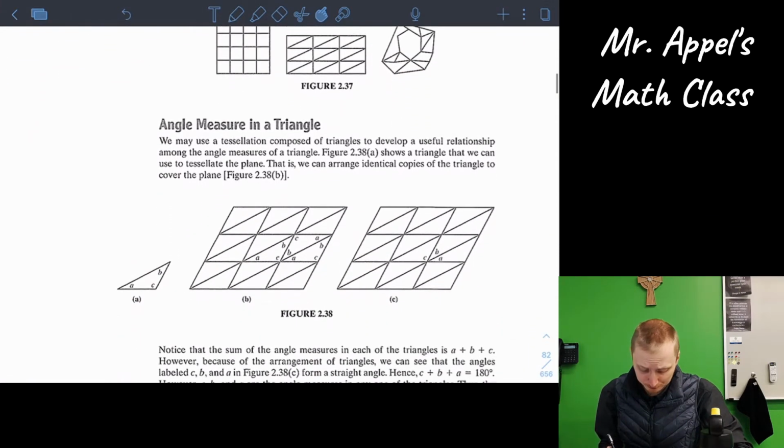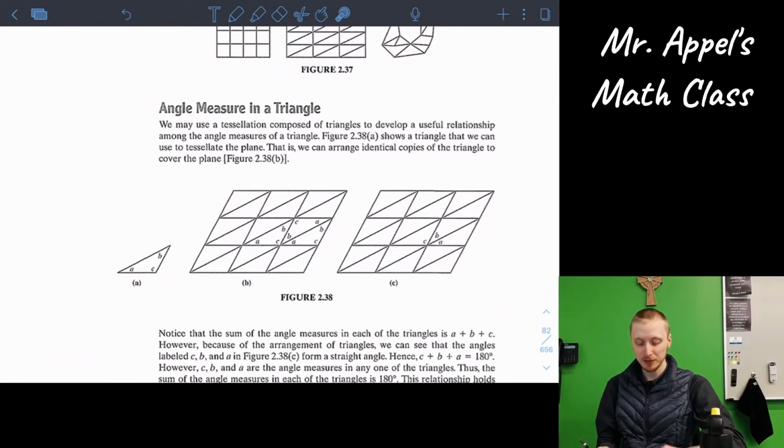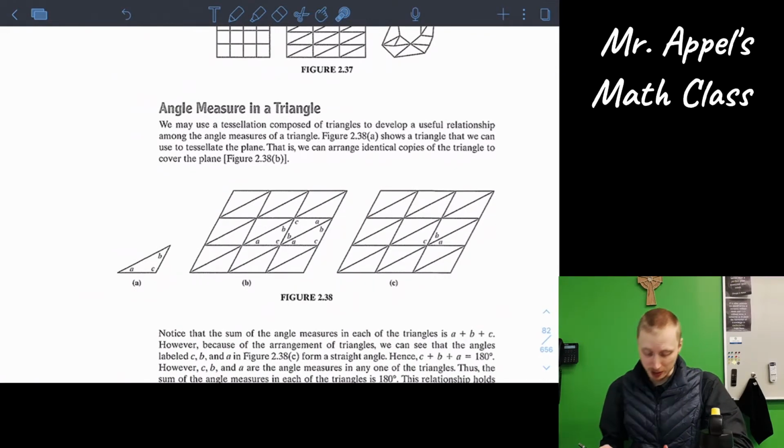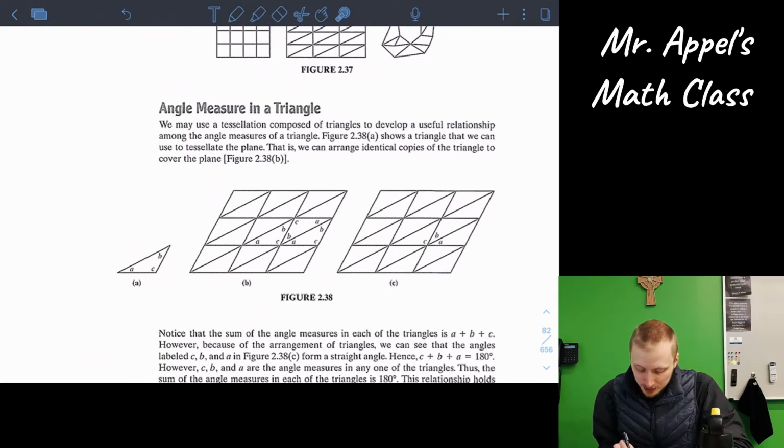So where does this come from? Well, it all comes down to the angle measures in a triangle. We may use a tessellation composed of triangles to develop a useful relationship among the angle measures of a triangle. Figure 238a shows a triangle that we can use to tessellate the plane. So this one triangle gets repeated to create the whole tessellation here. That is, we can arrange identical copies of the triangle to cover the plane. And you can see that there in figure B.